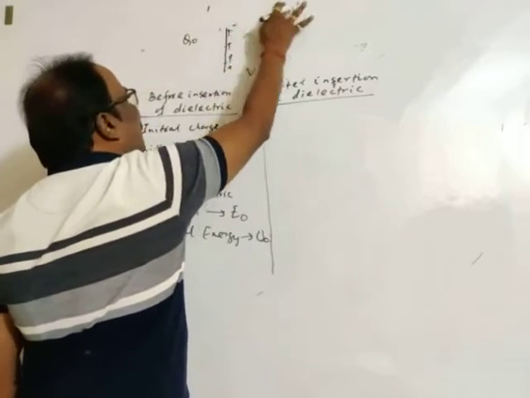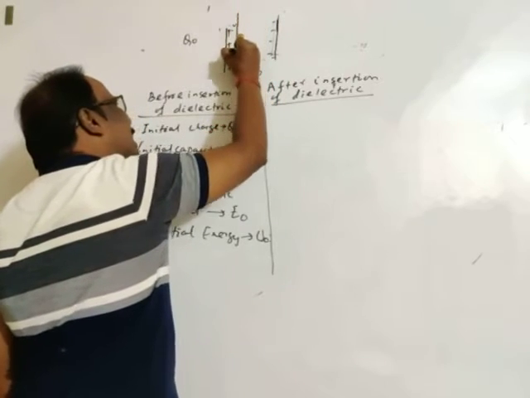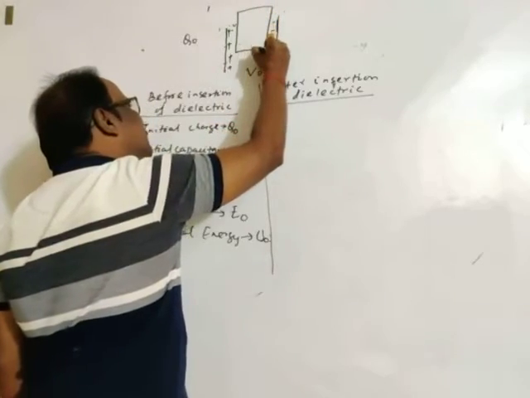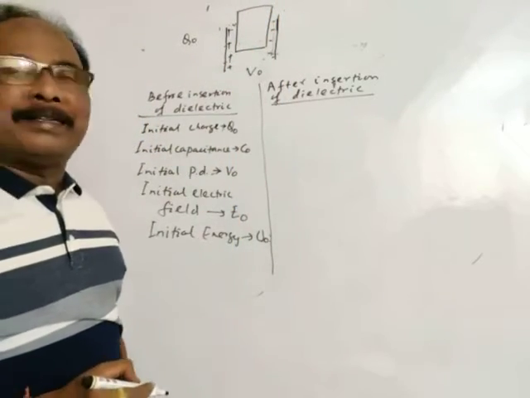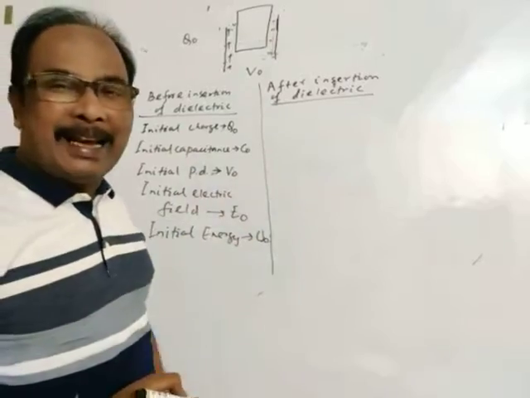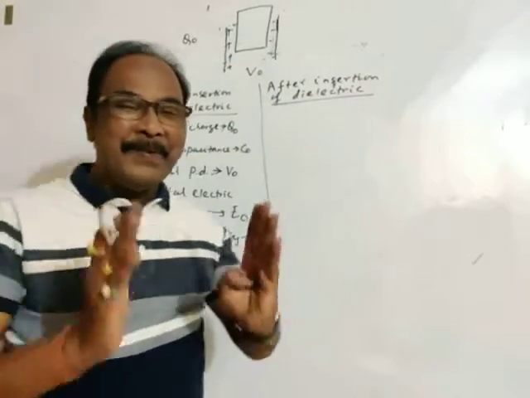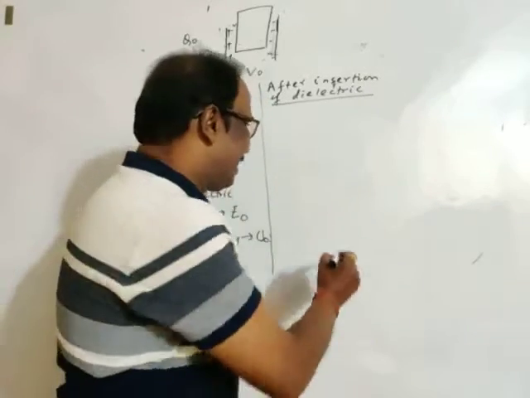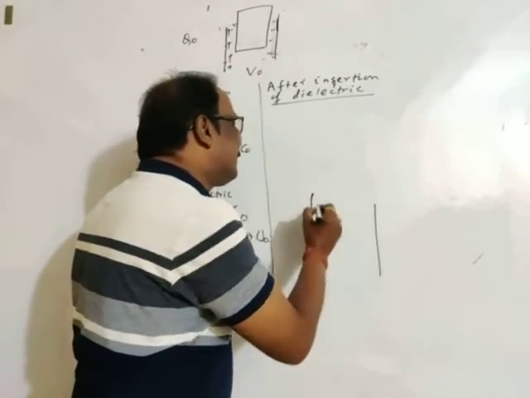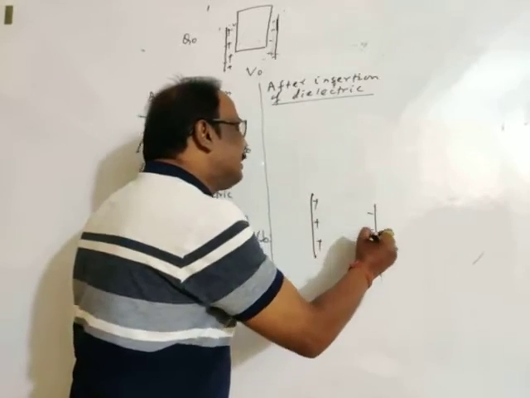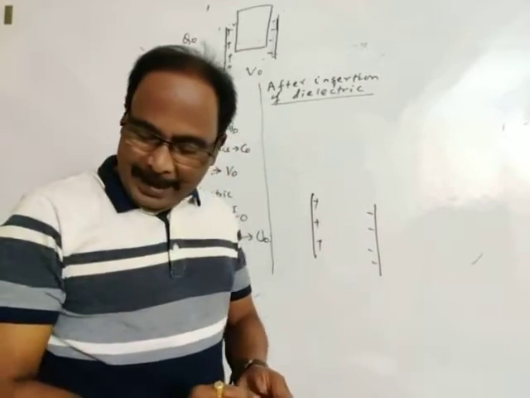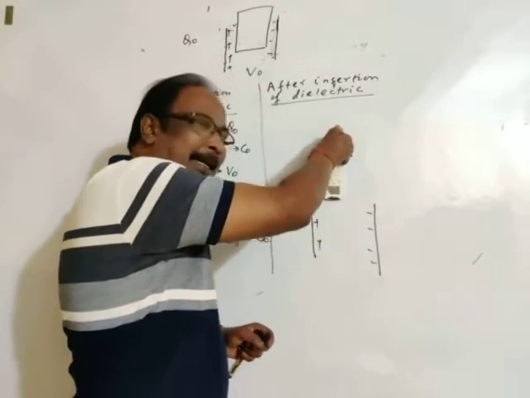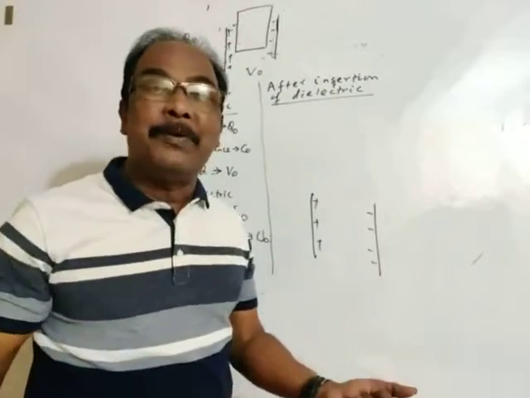Now, a dielectric slab is inserted in between the plates. See, we are holding the capacitor like this. This is positive charge, this is negative charge. Now, a dielectric slab is inserted between the plates. Just release it. If we release it, what will happen?